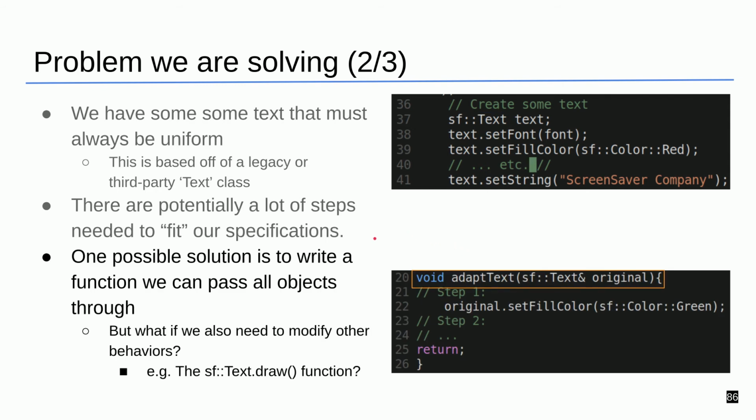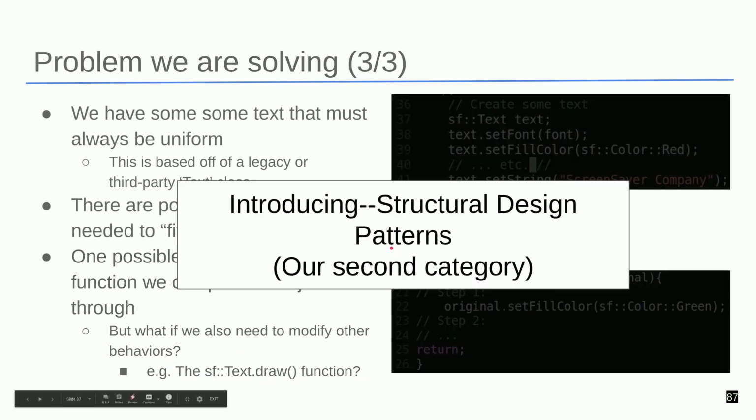So one possible solution we could use is to write a function we can pass all objects through. But what if we need to modify other behaviors, like how we draw the text? In this case, we could write a function here called adapt text that takes in the original text and sets the color and so on. But if we want to add new behaviors, how do we exactly do that?